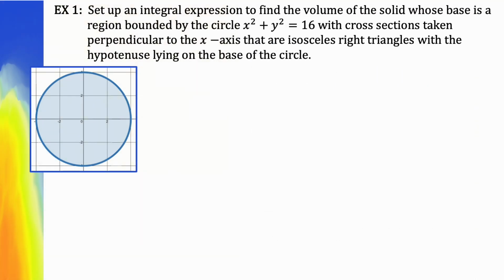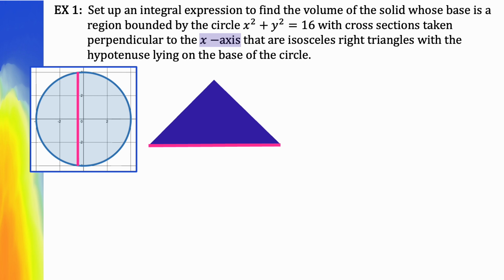Example 1, we're just diving right in here. Set up an integral expression to find the volume of the solid whose base is a region bounded by that circle there, x squared plus y squared equals 16, with cross sections taken that are perpendicular to the x-axis. They are isosceles right triangles with the hypotenuse lying on the base of the circle. Okay, so that's where my cross section is going to be. And then there's my isosceles right triangle.